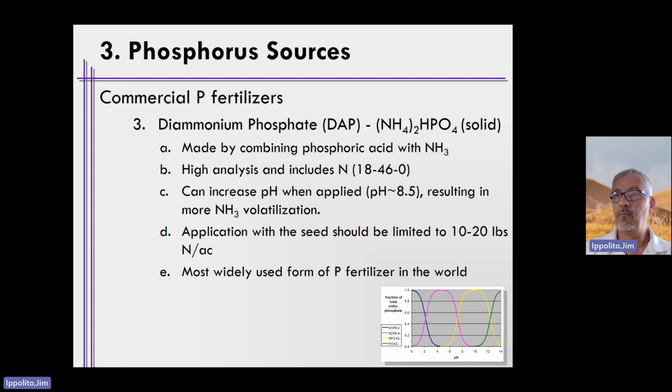So when we recommend using this type of fertilizer, the application with a seed needs to be relatively limited or low. And oftentimes we say 10 to 20 pounds on a nitrogen basis per acre because of volatilization and the potential damage to seeds or new seedlings. Now, this product is, it says, the most widely used form of phosphorus fertilizer in the world, and that's likely correct. And it actually is a very nice fertilizer to use. I'll just leave it at that.